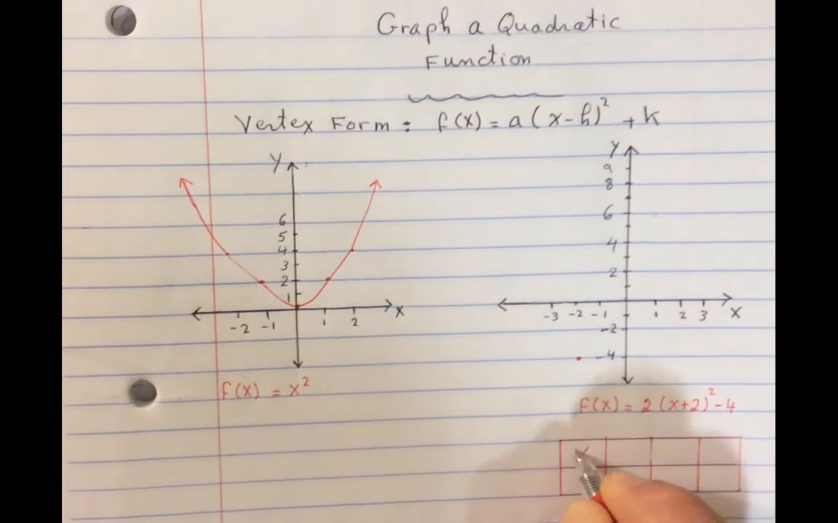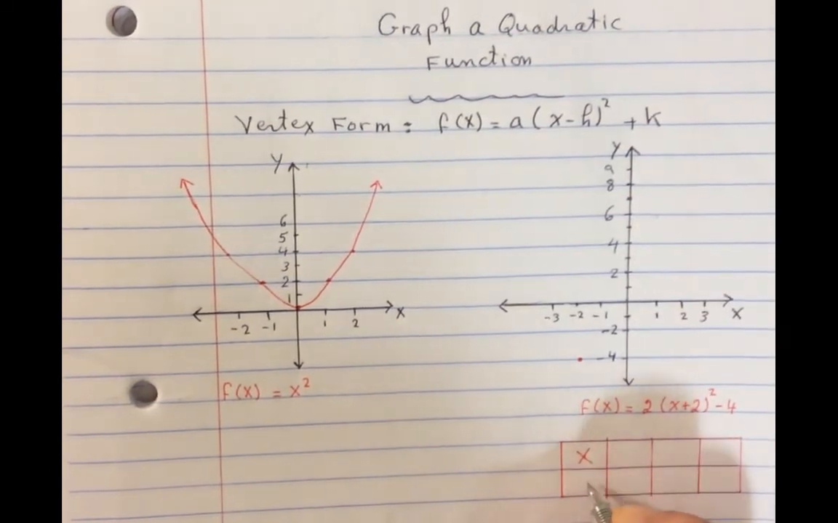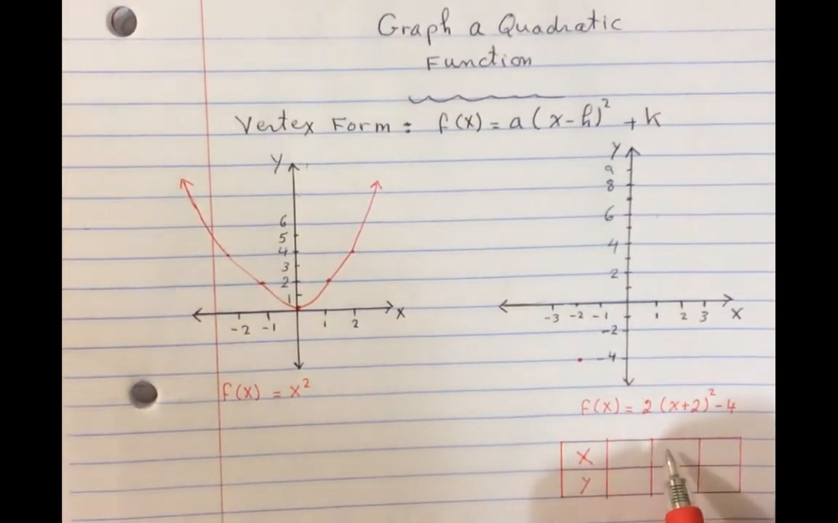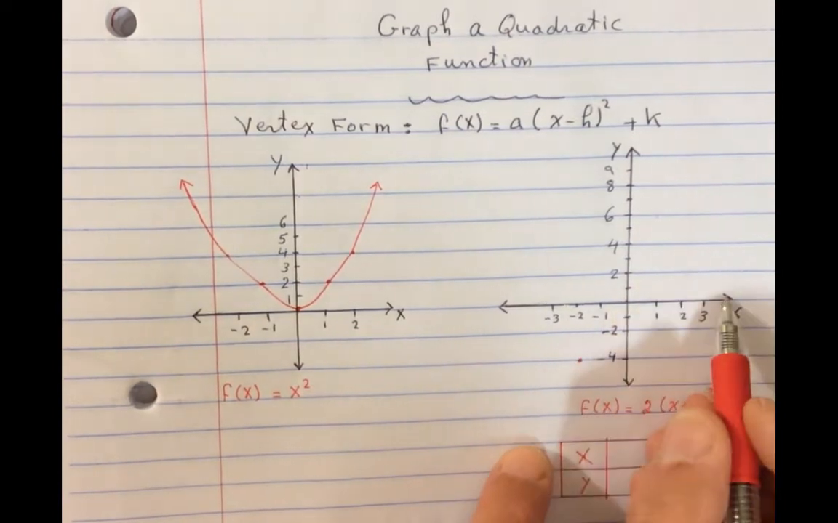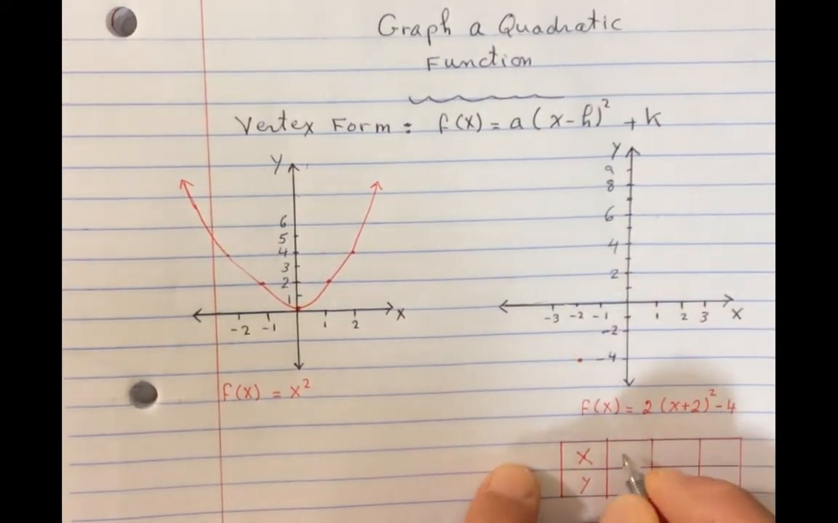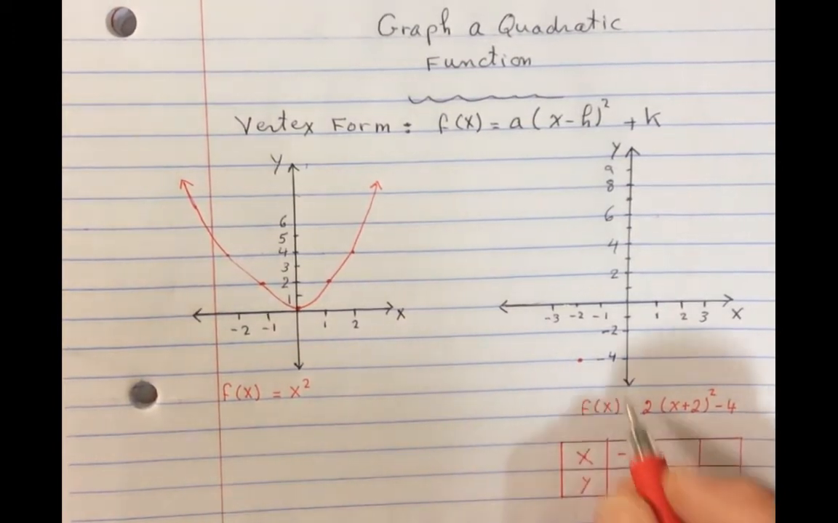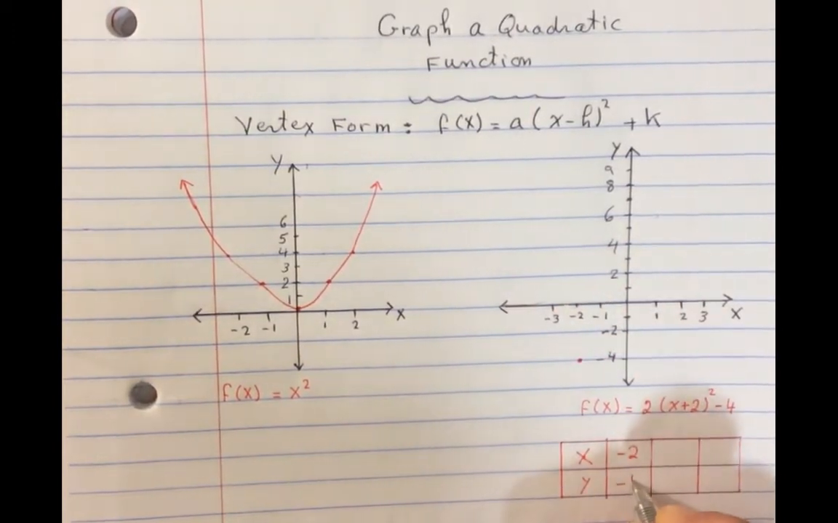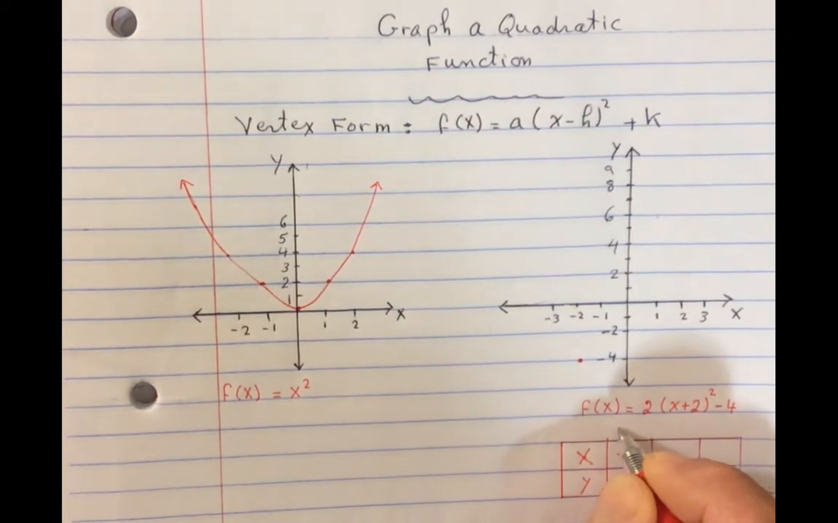So if this is x and this is y, we start from the x coordinate of the vertex. We are going to go on the x 2 to the left. So that's going to be your vertex, negative 2. And you go down 4. That's your vertex, V.